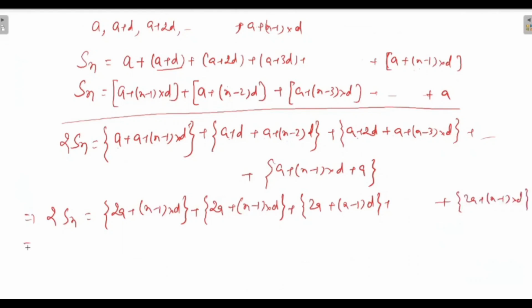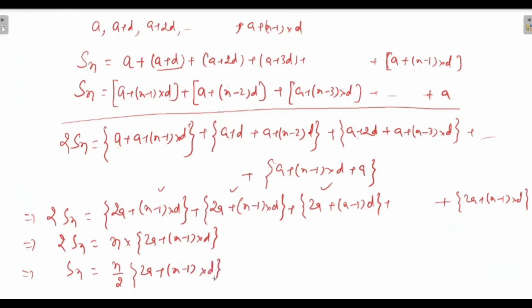So this is again 2Sn. And here there is 1, 2, 3, and so on. Basically, there are n such terms. Everything is the same, so I can simply write n into 2A plus n minus 1 into D, because summing up these terms n times is the same as multiplying by n. So now Sn will become n by 2 into 2A plus n minus 1 into D. This is how they have derived it. If you have not understood, let's do this in a simpler manner.